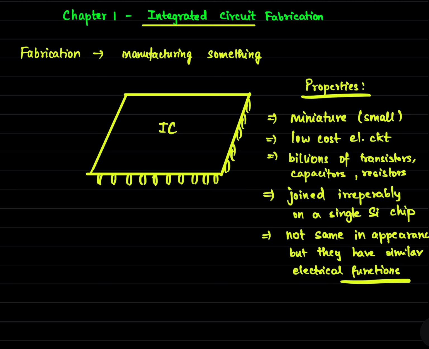A transistor should switch the signals, and even a discrete one will do that. But they are not similar in appearance. A resistor will offer resistance, so this IC resistor will do the same thing. The normal discrete resistor will also do the same thing, but the physical appearance is different. So these are some very important properties of ICs.